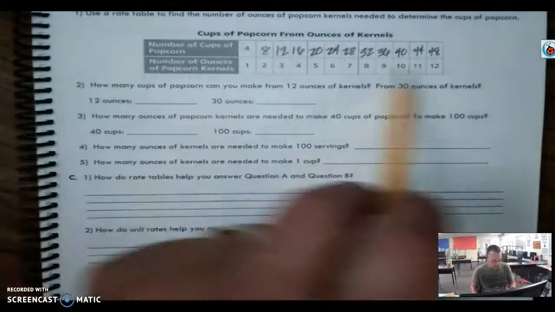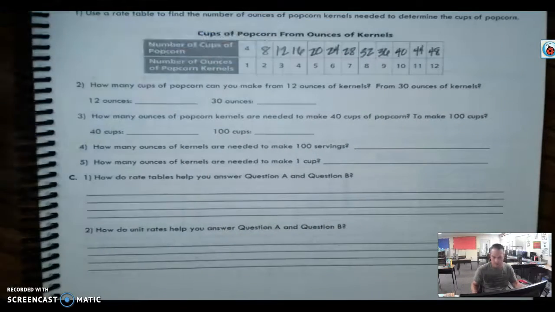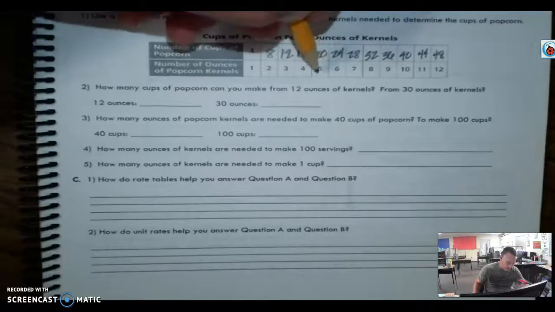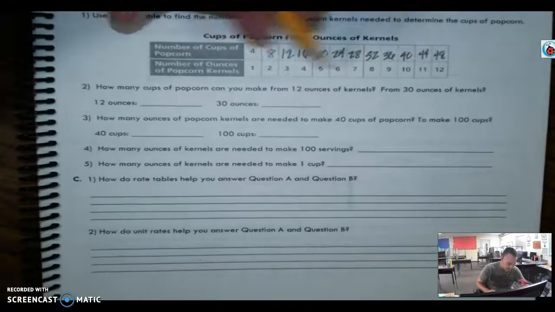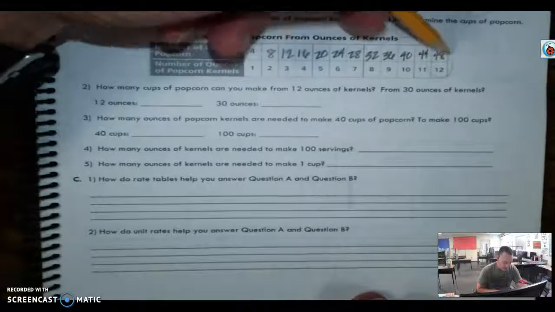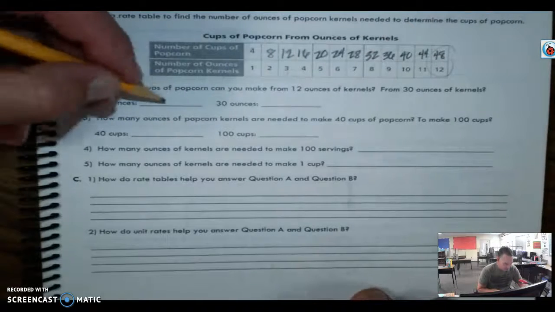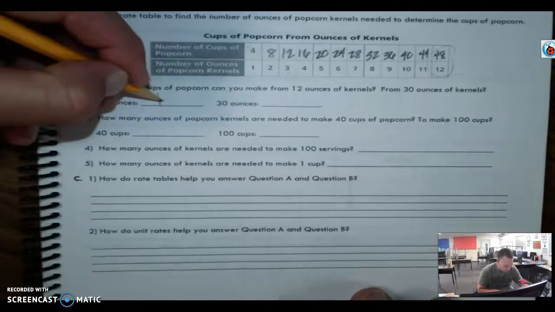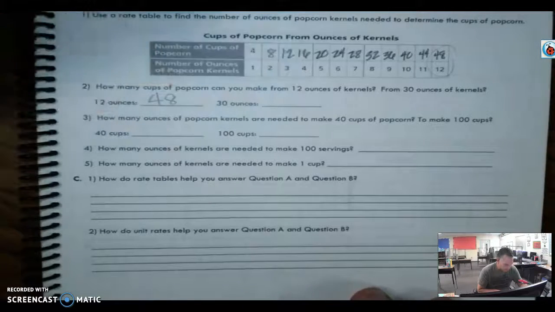Okay, so hopefully you filled it all in. It just skips counts by 4, but really it's 4 times 2, 4 times 3, 4 times 4, 4 times 5, so forth and so on. And you can see the progression down here. These are kernels on the bottom, and these are cups at the top. So for 12 ounces of popcorn, it's right there, you get how many cups? Well, you get 48 cups, right?